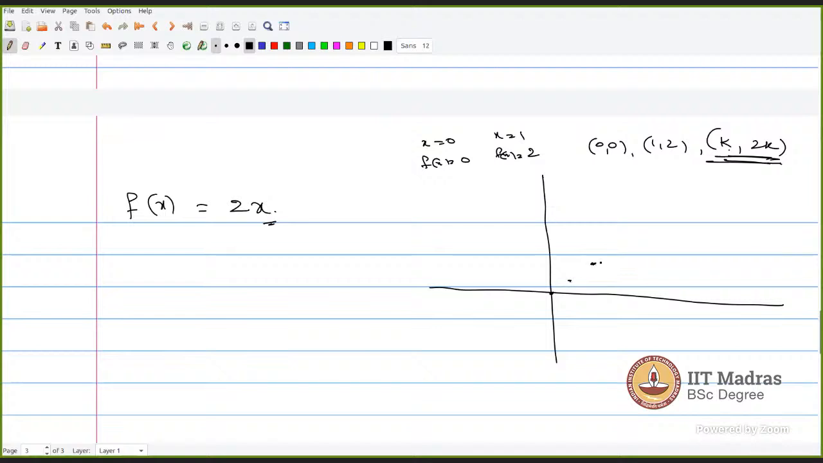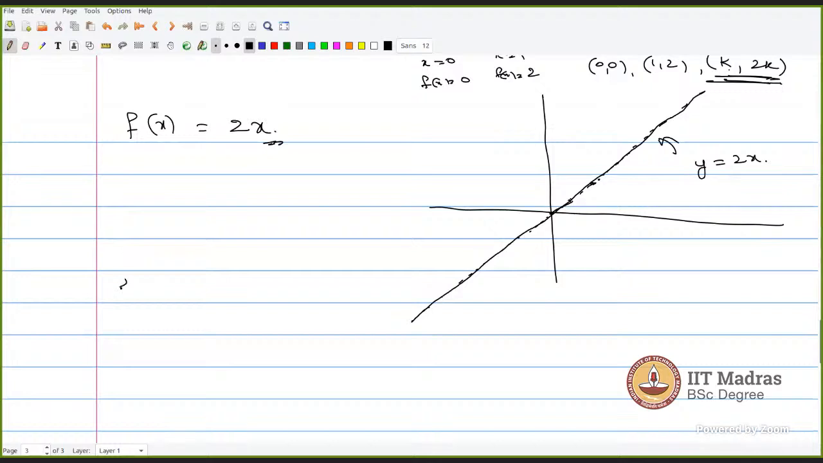So this is 2 comma 4, this is 3 comma 6. Likewise, there will be 2.1 comma 4.1. If I plot all these points, it will be something like this, and this will be a straight line. For every value of x, there will be f of x. If I include all these points, this will be a straight line, y equals 2x. So this is the graph of the function f of x equals 2x.